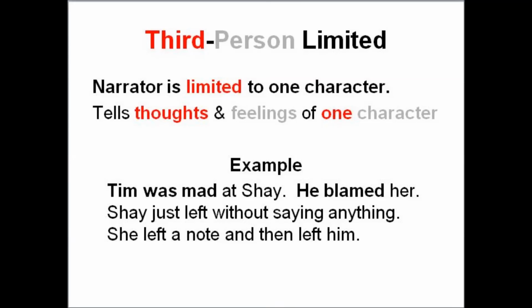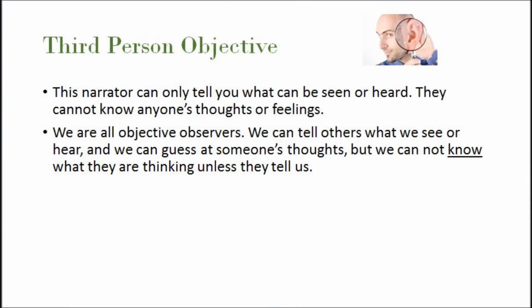But we do know what Tim was thinking. So that's third person limited. And there's also third person objective. That's when the narrator only knows what can be seen or heard. We're not getting inside the minds of any of the characters. It's only what is observable.